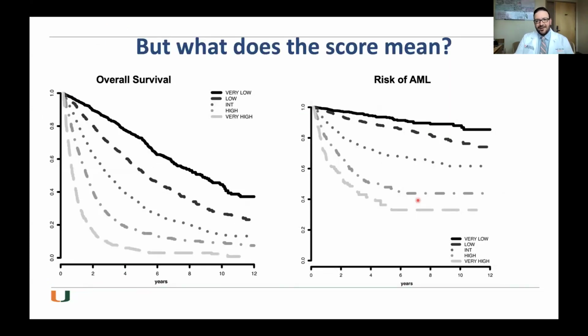But what does that mean? You're probably wondering, okay, what does that score actually mean? Well, the reason they developed these was because it was noted from early on that patients have very different outcomes. And by using this stratification, you can see on the left side of the screen for overall survival, from the time of diagnosis till the time of death, how many years did someone survive?